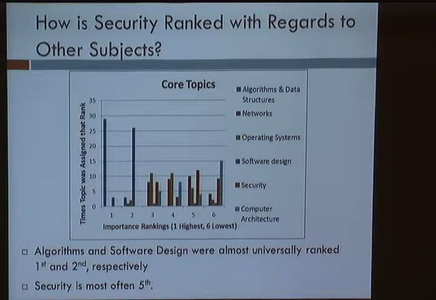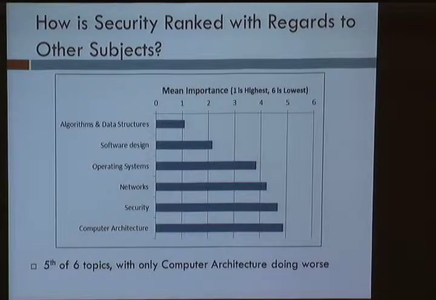Let's see, if you look at that same data a different way with just the average rankings that the topics got assigned, algorithms and software design are 1 and 2, security averaged 4.7, so solidly 5th.